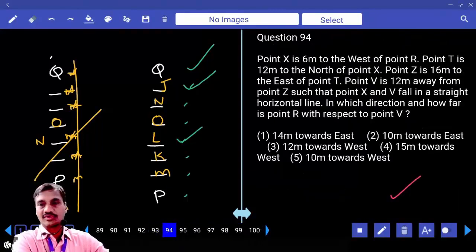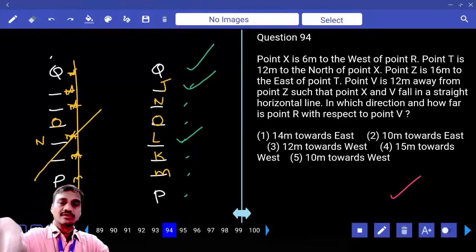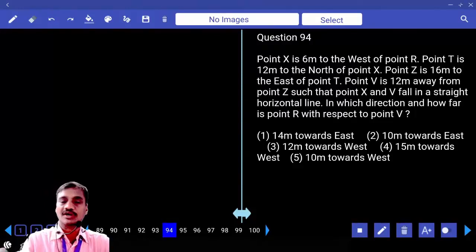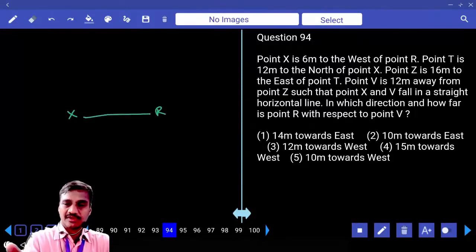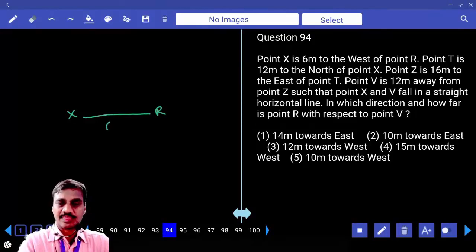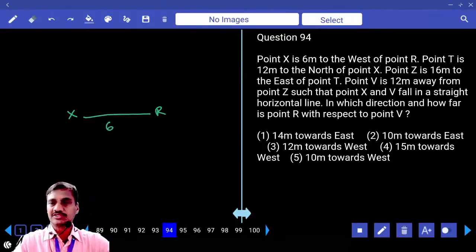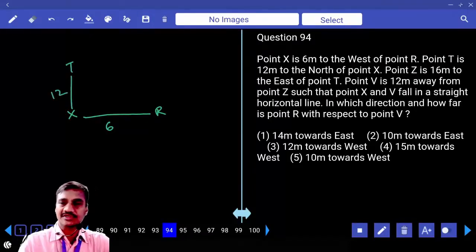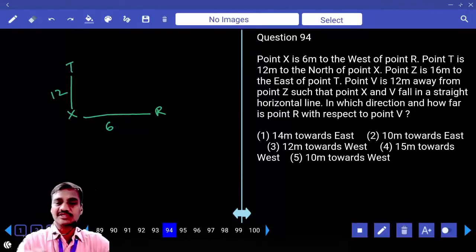The 94, it is based on directions. Now point X is 6 meters to the west of R. X is 6 meters to the west of R can be written like this. Now the distance is how much? 6 meters. And next one, T is 12 meters to the north of X. Now this is T. And the distance between these two is how much? 12 meters. And Z is 16 meters to the east of it.